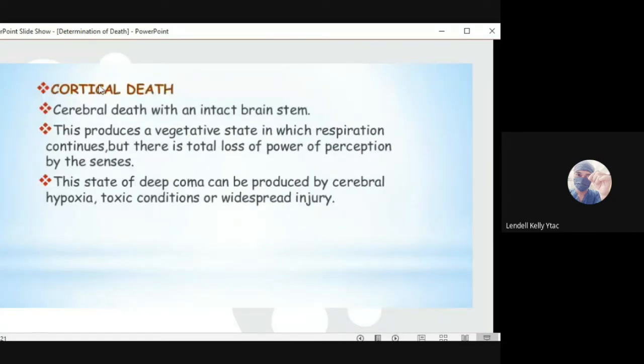We say cortical death, or cerebral death, with an intact brainstem. It means the brainstem is intact, untouched, functioning well. It functions to maintain the vital signs of the client. However, the cortical part of your patient is now destroyed. It's just like an empty shell. There is a shell, but there's no one in it.